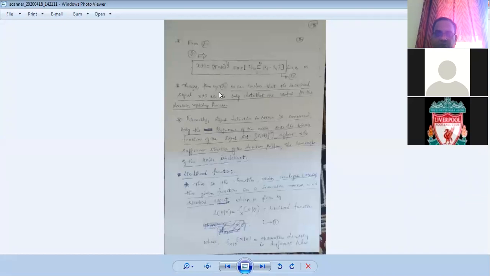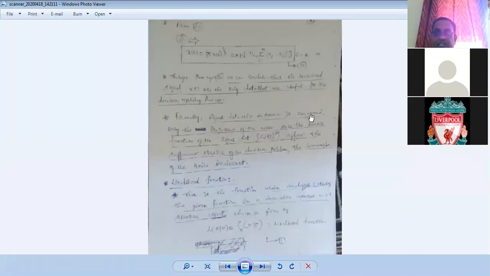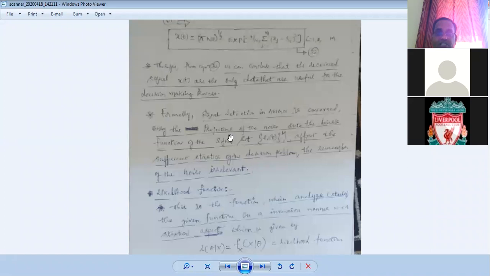Look back here. Formally, signal detection in the AWGN channel is considered only on the projection of the noise into the basis function of the signal, which affects the sufficient statistics of the decision problem. The remainder of the noise is irrelevant. This is an absolute statement.